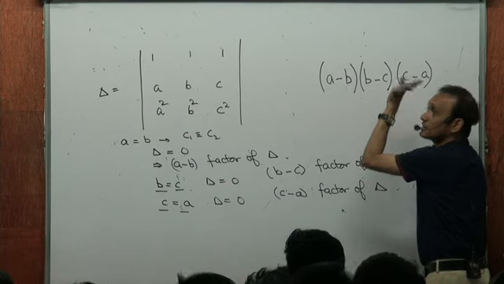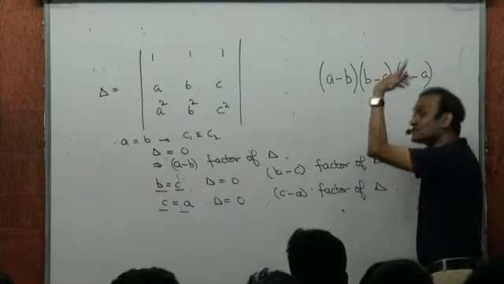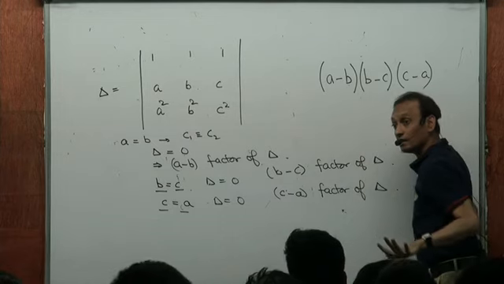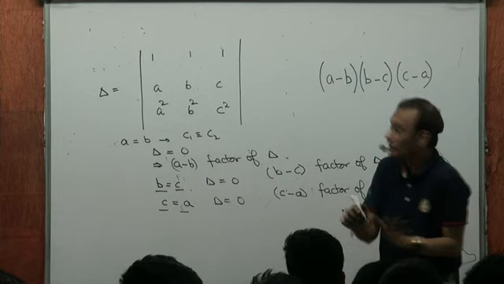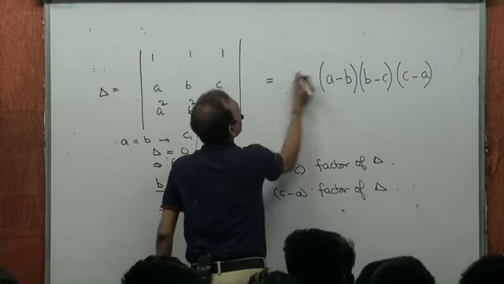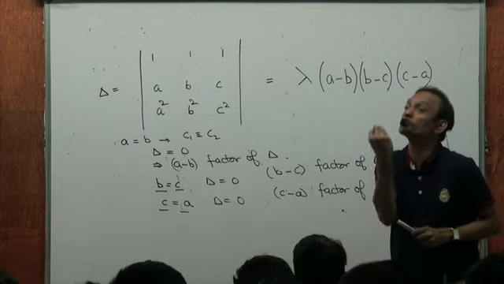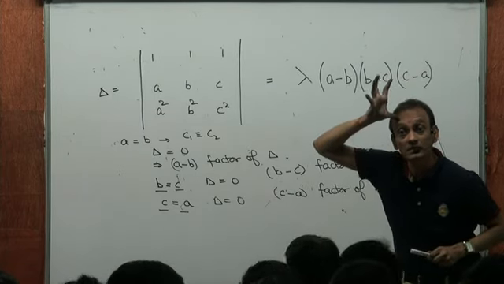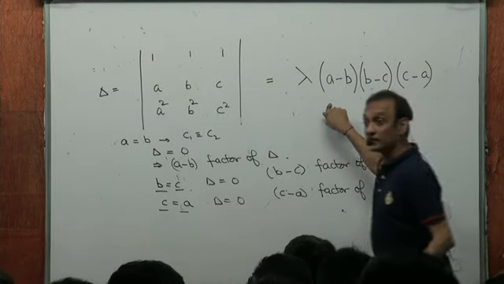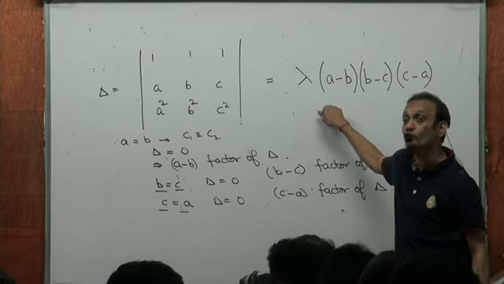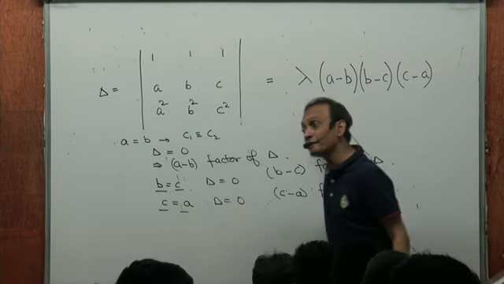Now, this is already a degree 3 expression. A minus B, B minus C, C minus A, the product is degree 3. All terms here are degree 3. That means there will be no other terms in terms of A, B and C in this product. That means this would be at best lambda into this, where lambda is a scalar independent of A, B, C. Yes or no? Now, so this will be identically equal to this. So the question then is, what's the value of lambda?